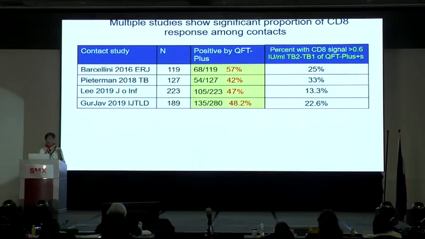You can see the positive rates in that middle column in yellow being very high, around 50%, or 42 to 57%. But you can also see that many of these contacts had CD8 signals, indicating a significant proportion may have had recent infection. I'm saying may because we can't be sure for certain until we actually look at progression studies.